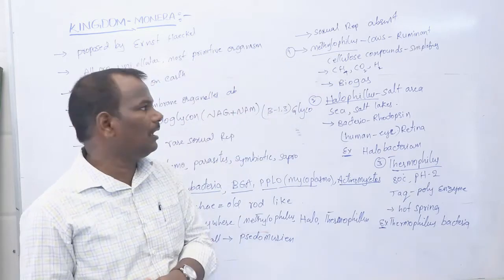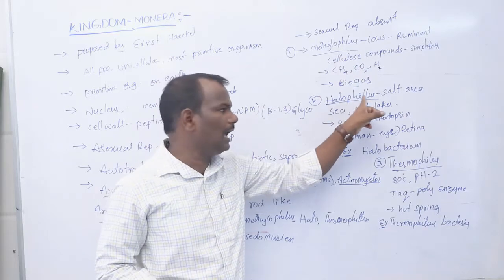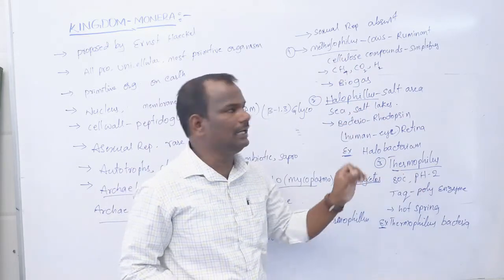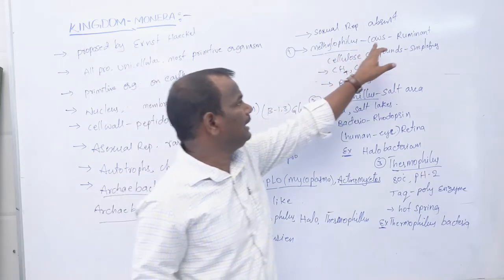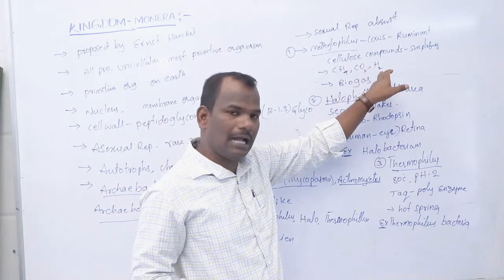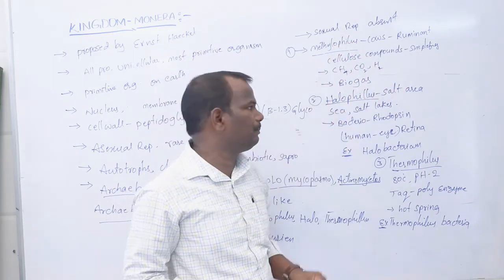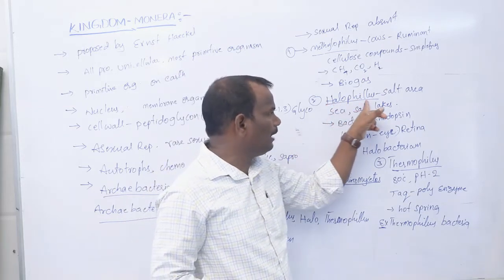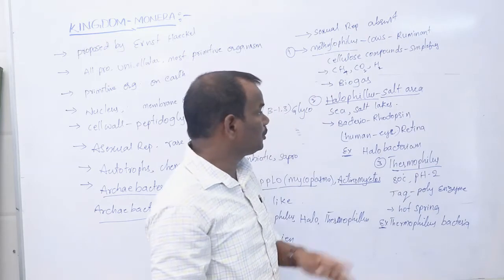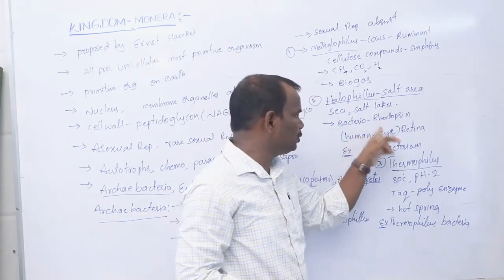What are the types of archaebacteria? One is methanophile, second is halophile, next is thermophile. Methanophiles release methane gas, carbon dioxide as well as hydrogen. These bacteria are used in biogas production. Next is the halophile. It can live in salt areas, and it contains bacteriorhodopsin, which is equal to the human eye.